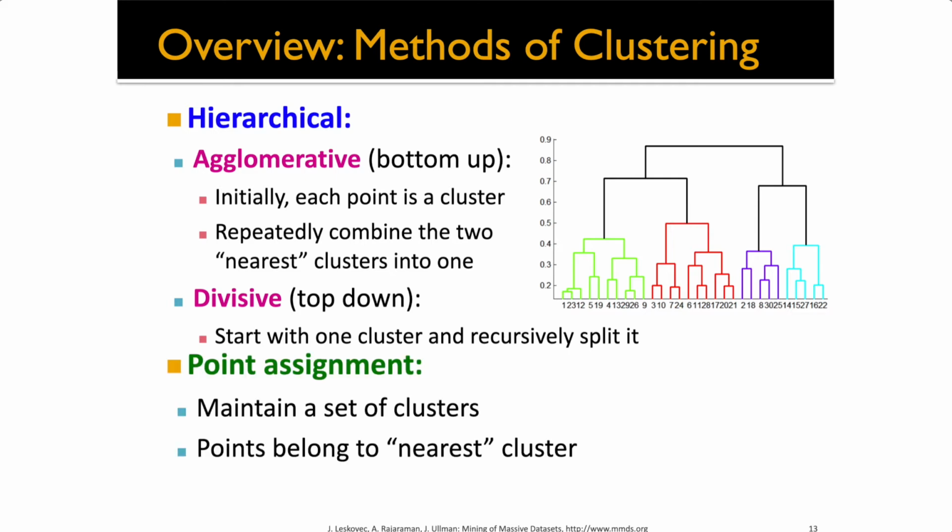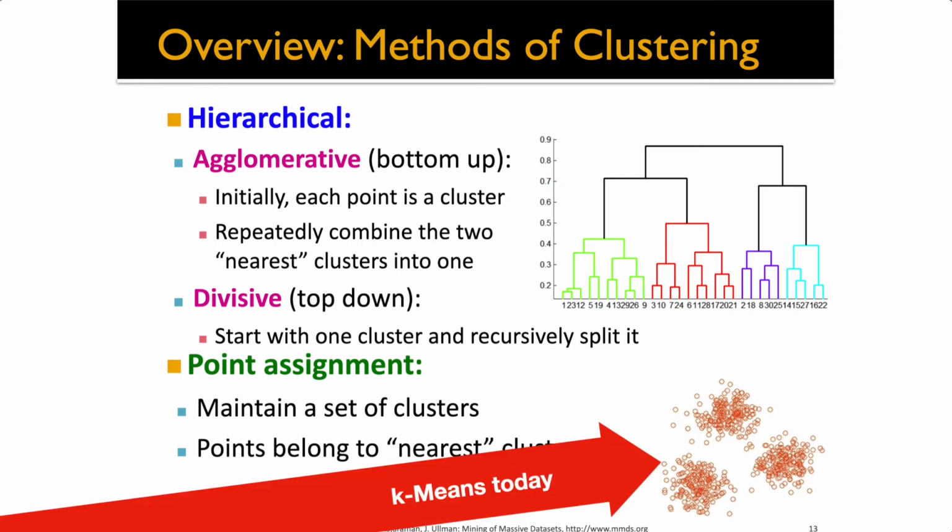On the other hand, we have the point assignment method, where rather than having a hierarchical structure, the only information we have is a set of clusters and assignments about which points belong to those nearest clusters, which gives us some ability to do summarization, which we'll talk about. So given some new point, which one of these sets of points does it belong to? There are associated questions here about how many clusters we have, and how we represent these clusters. In this point assignment method, this is really what k-means is. K-means is one of the most popular examples of the point assignment method, which we'll talk about today.